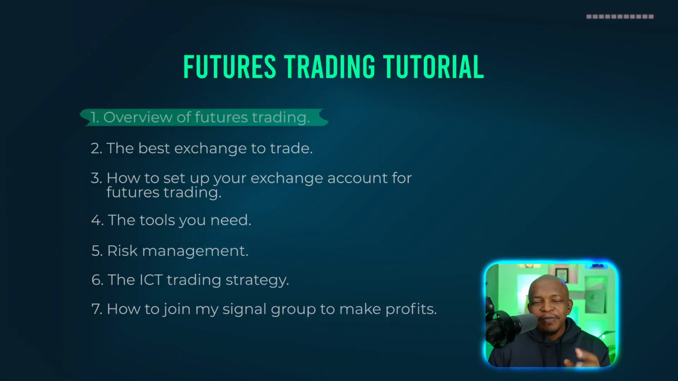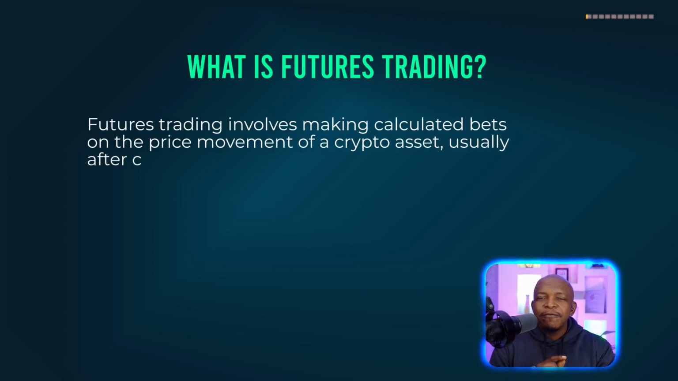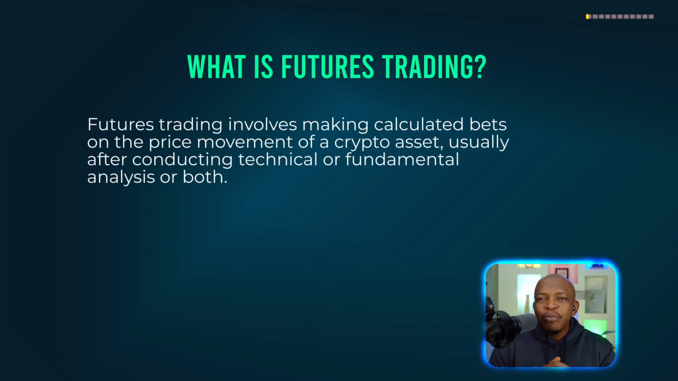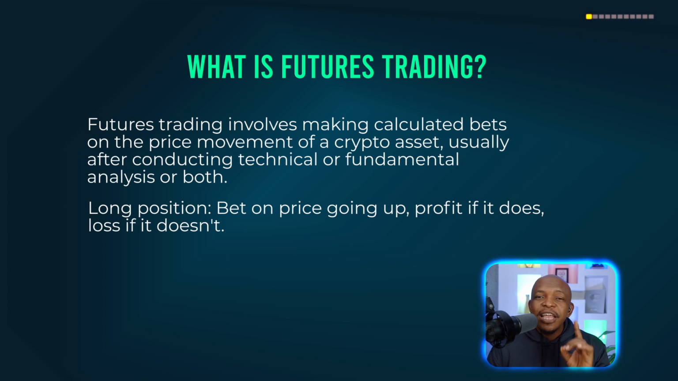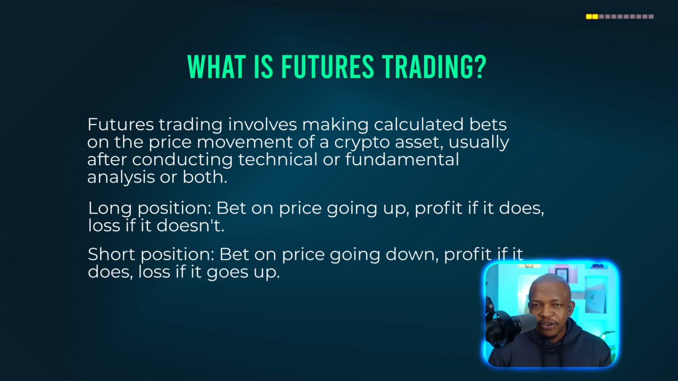What is futures trading? In simple terms, futures trading involves making calculated bets on the price movement of a crypto asset, usually after conducting technical or fundamental analysis or both. Let's say the asset is Bitcoin. If I take a long position, it means my bet is that the price will go up. If it does go up, I make a profit. If it goes down, I make a loss. On the other hand, if I take a short position, it means that my bet is that price will go down. If price goes down, I make a profit. If it goes up, I make a loss.